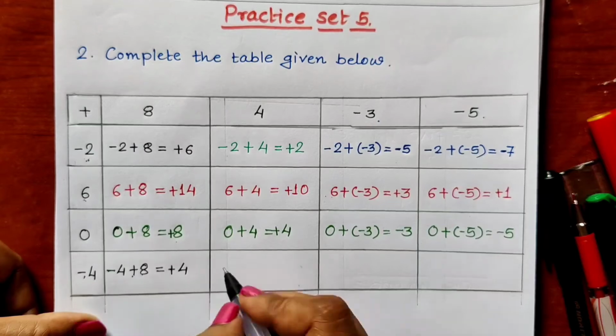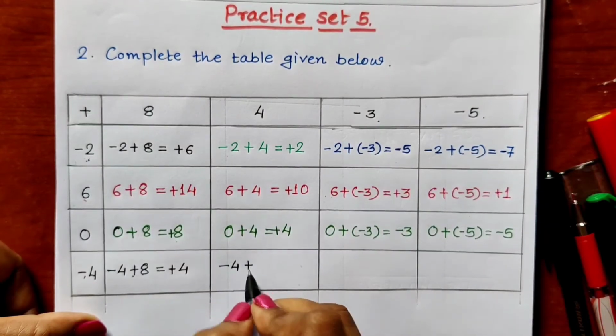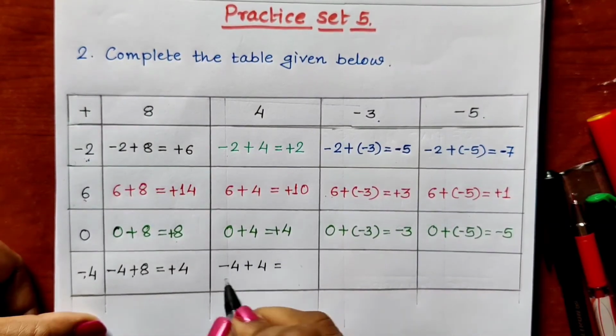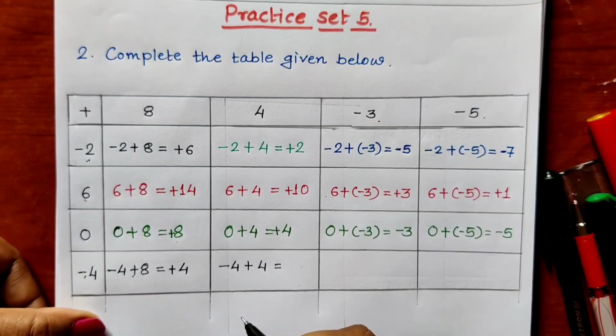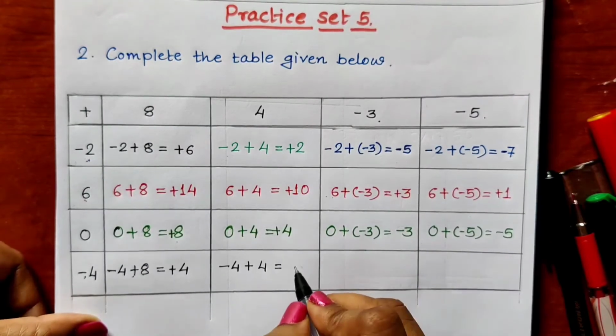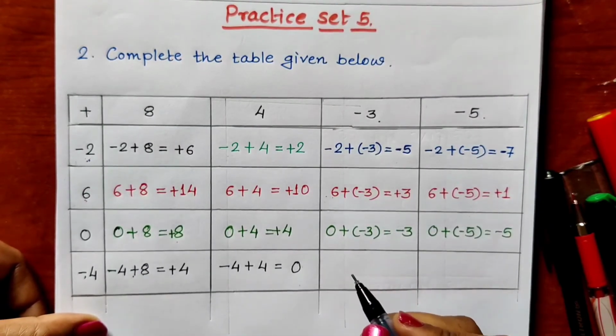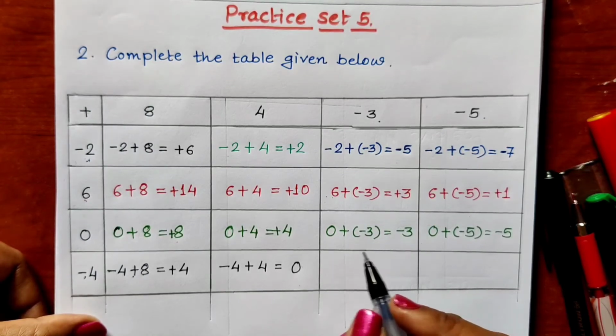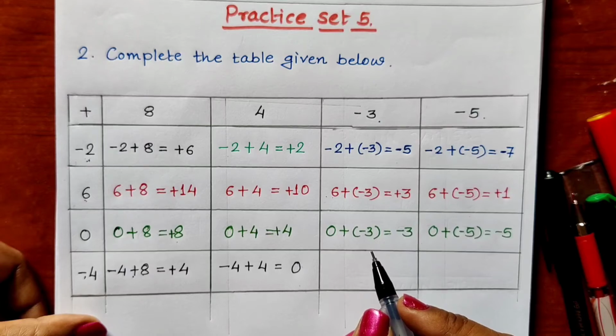Now minus 4 plus 4. Again two different signs means we will have to subtract. There is no bigger or smaller number. Both numbers are the same. So 4 minus 4, answer is 0. And 0 will never have any sign. You should not give any sign in front of 0. No plus sign, no minus sign. 0 will never have any sign.